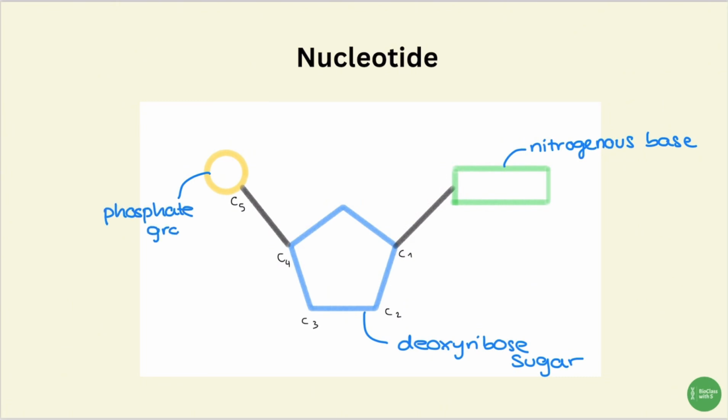You might be asked to state the carbon number to which the components are attached. So let's go ahead and look at that. At carbon 1, the nitrogenous base is attached to the deoxyribose sugar. At carbon 3, the next nucleotide is attached to this nucleotide. And at carbon 5, the phosphate group is attached to the sugar.